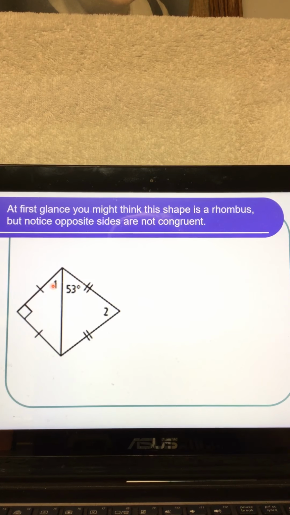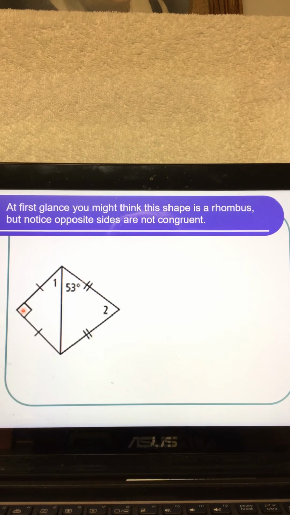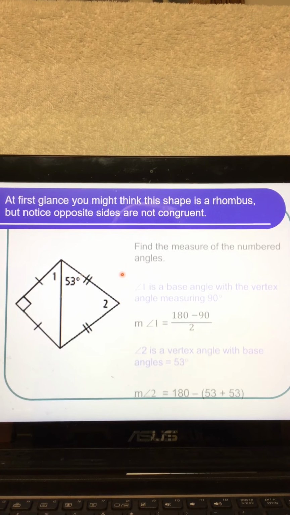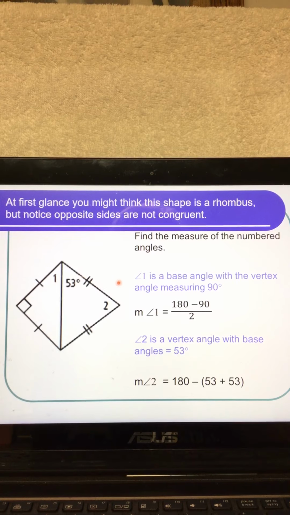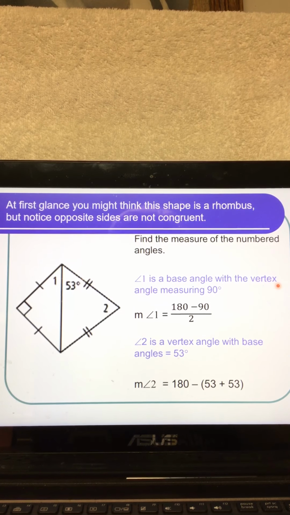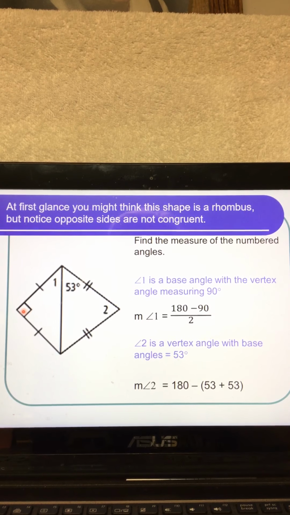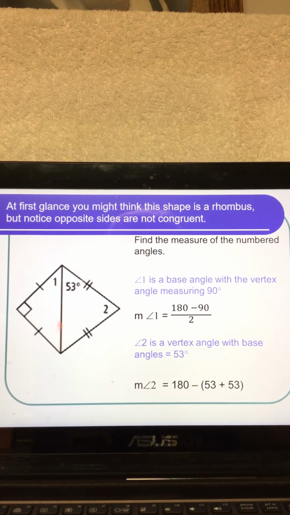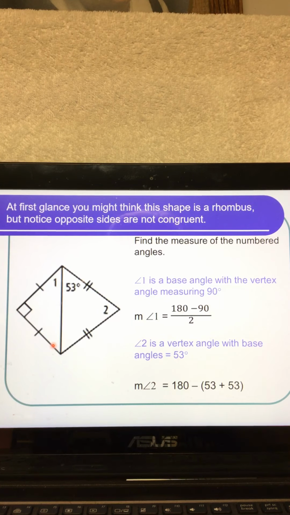So I'm going to try to find this angle 1. The vertex is 90, and I'm trying to find one of the base angles. So I want to find the measure of the numbered angles. Angle 1 is a base angle with a vertex of 90. So I'm going to take 180 and subtract 90 from it and divide that by 2, because out of the 90 degrees that are left, it has to be equally distributed between these two angles.